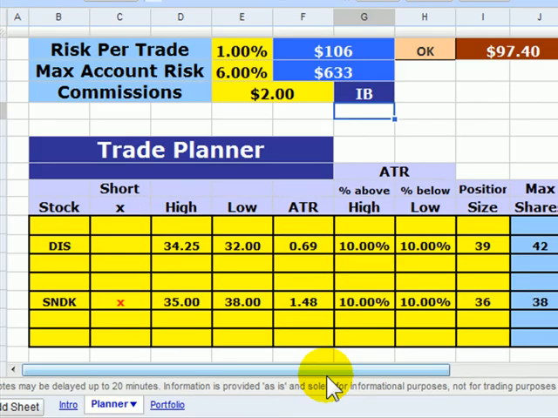The main point of the planner is again position sizing. Make sure you're taking the correct number of shares based on your risk rules.